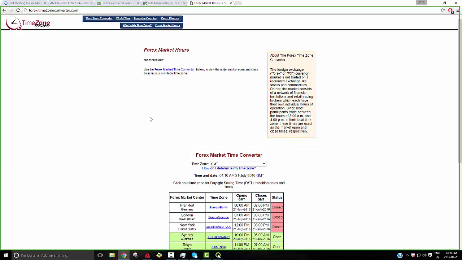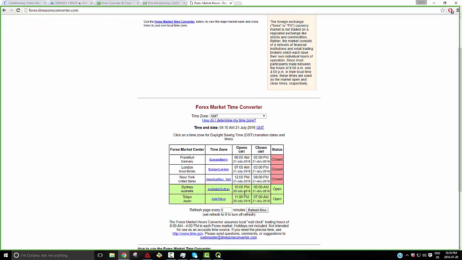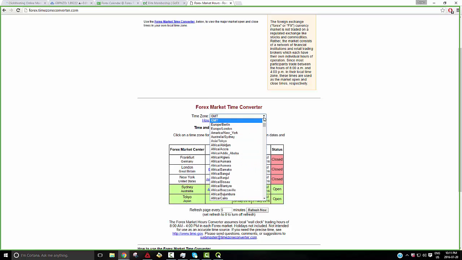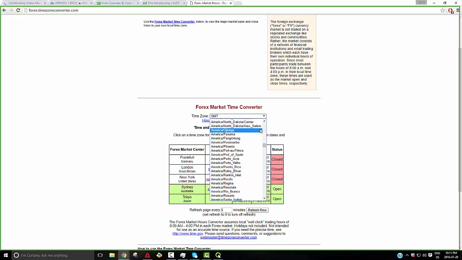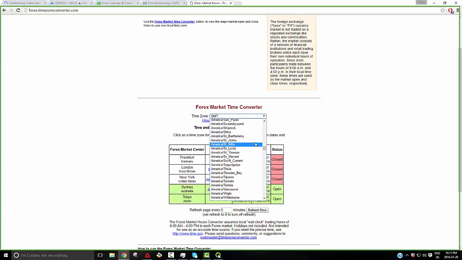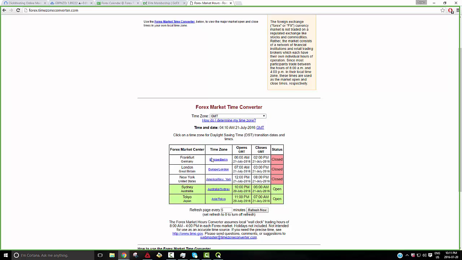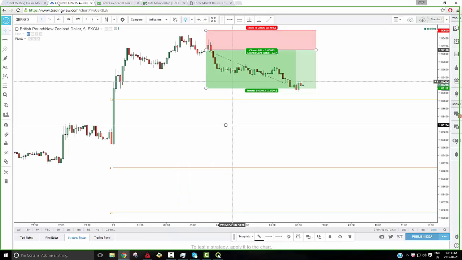Forex time zone converter. So this will tell you when the markets open up. Anyways, not gonna look for this now. But if you put in your right time zone, it will tell you when the markets are open, and it tells you the hours that they are open for. Awesome. Yeah, take a look at that.